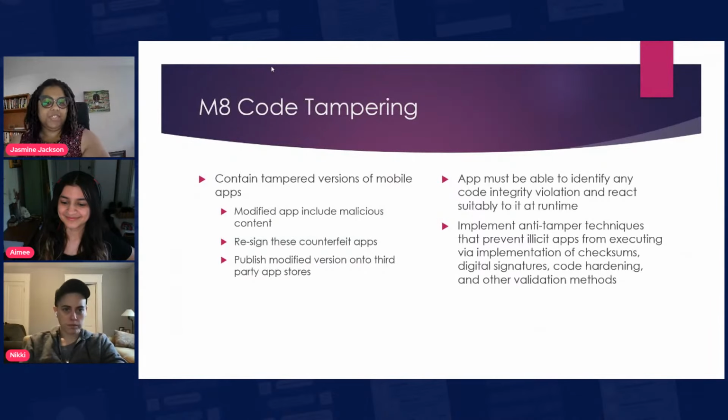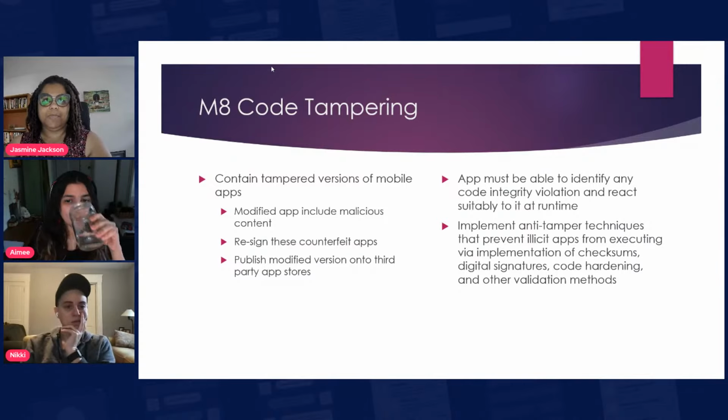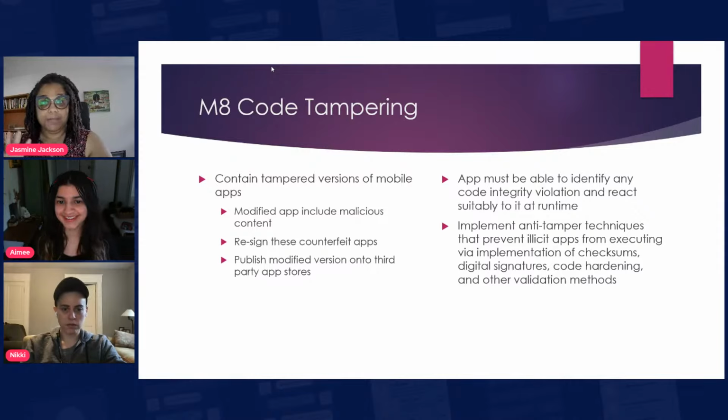So the first, as I mentioned, is code tampering, which is pretty much a catch-all. That's a tampered version of a mobile app that contains malicious content. You re-sign that app, and then you publish it to a third-party app store. That's the example I gave of potentially changing the logging to dump a patient's profile. And again, I won't do that. You shouldn't do that. Disclaimer, don't do that. Use that as an example.